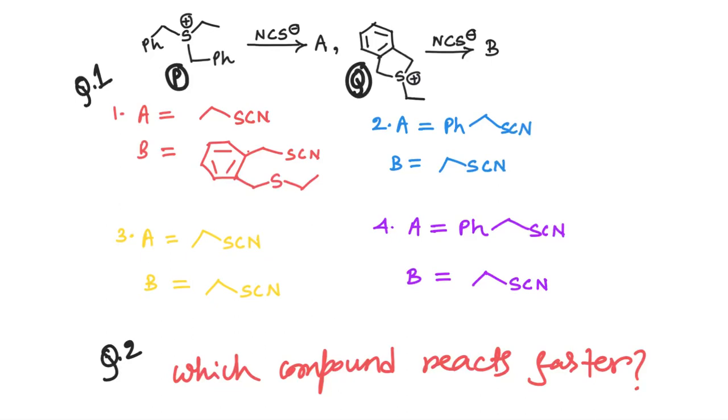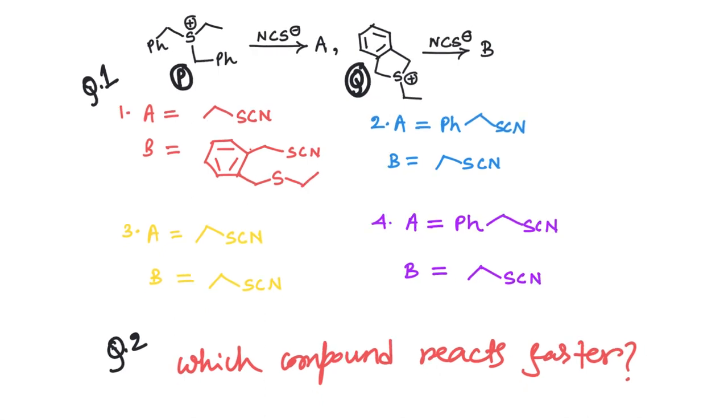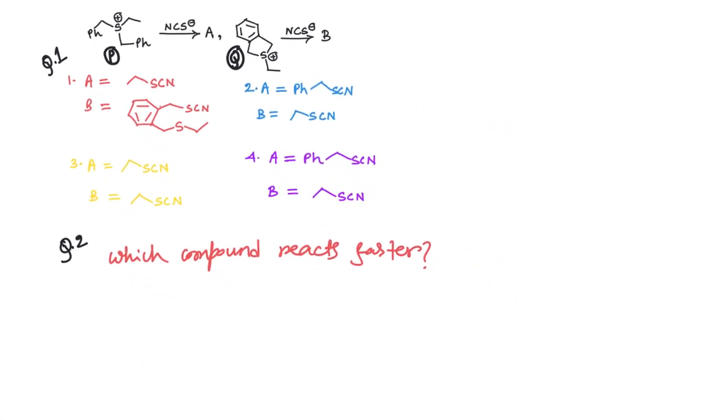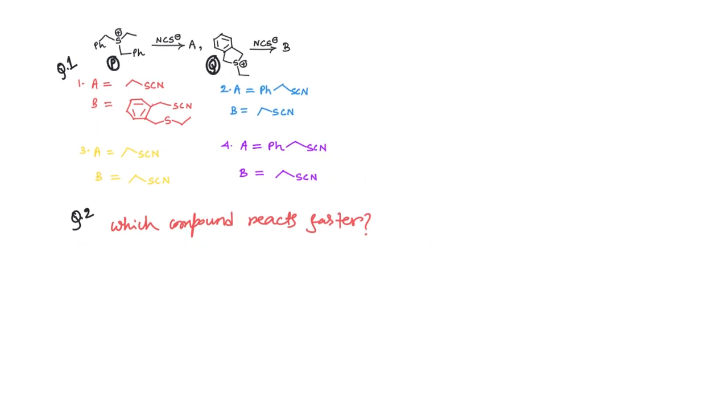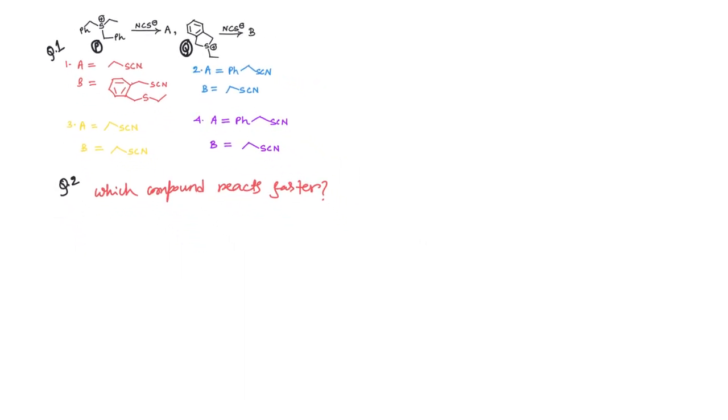Welcome to Chemistry Lover, and let us solve our previous challenge question. So this was our question. You have to tell which compound will react faster and what is the major product for these two reactions. Now these are cases of simple SN2 reactions, but there is a trick involved, and that is the main point of this question.